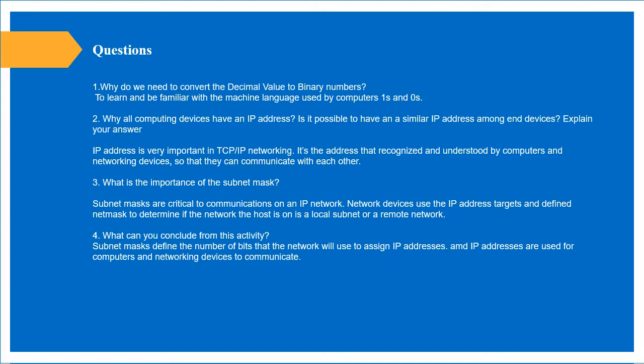Question 3. What is the importance of subnet mask? Subnet masks are critical to communications on an IP network. Network devices use the IP address, target, and defined net mask to determine if the host is on a local subnet or a remote network. What can you conclude on this activity? Subnet mask defines the number of bits that the network will use to assign an IP address, and IP addresses are used for computers and networking devices to communicate.